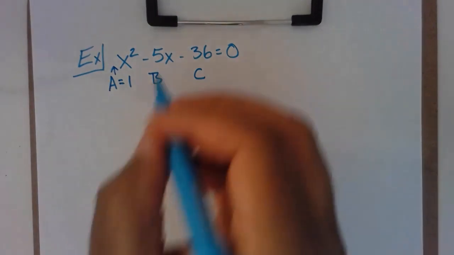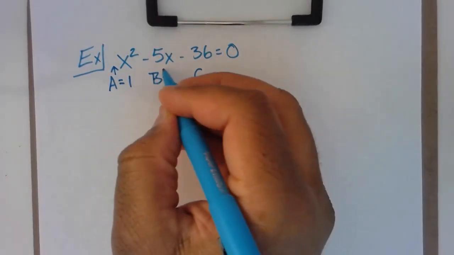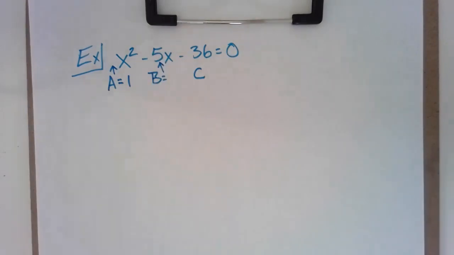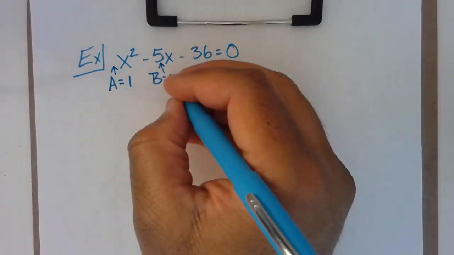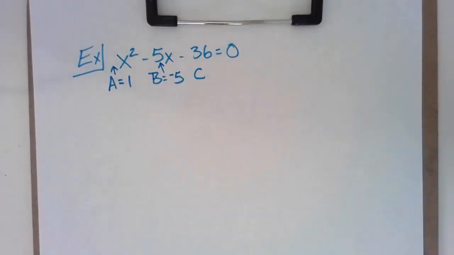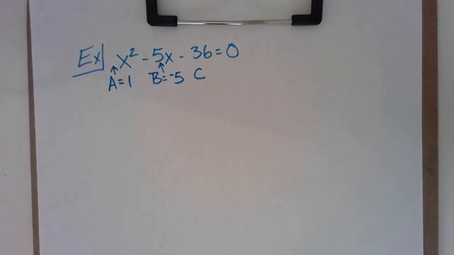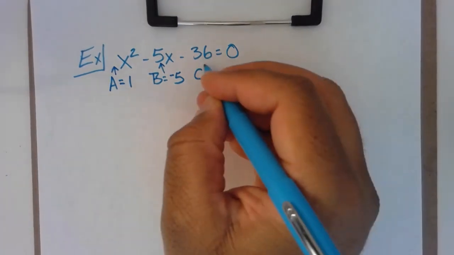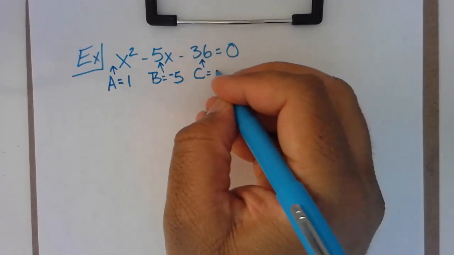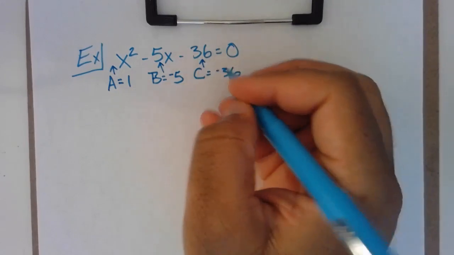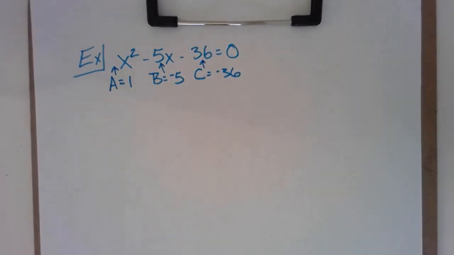Now, if I take a look at my B here, we'll notice here that I'm going to have a negative 5. Do not forget to include the sign. That makes all the difference in the world with these problems. And then lastly here, C equals, just looking above, also a negative number, this time a negative 36.